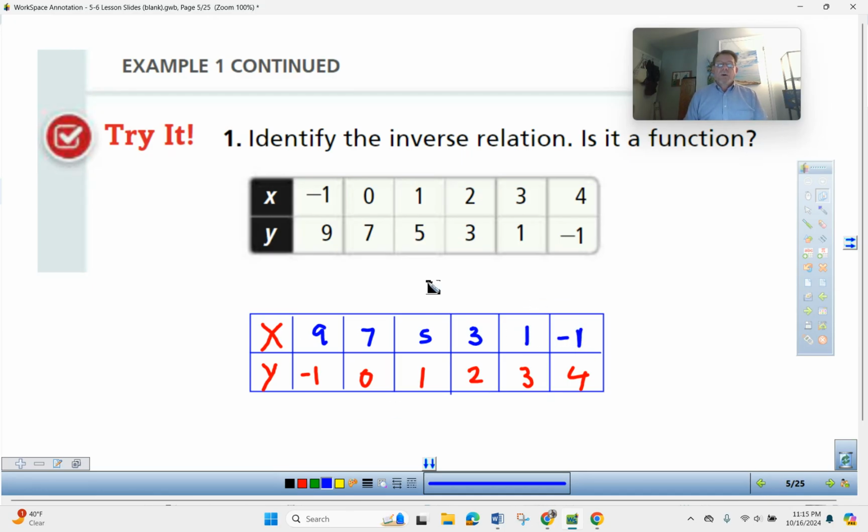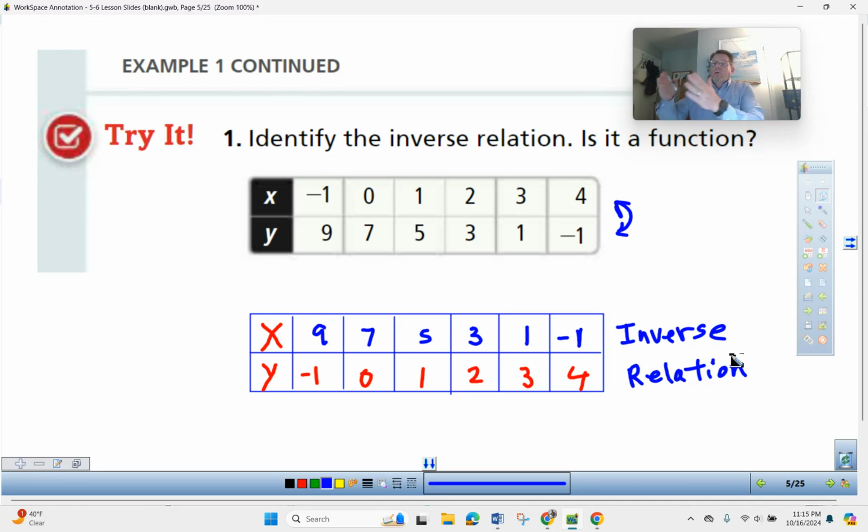So this box shows, since we reversed these two, this is the inverse. This is the inverse relation. That's fundamental to an inverse. Now, separate question.